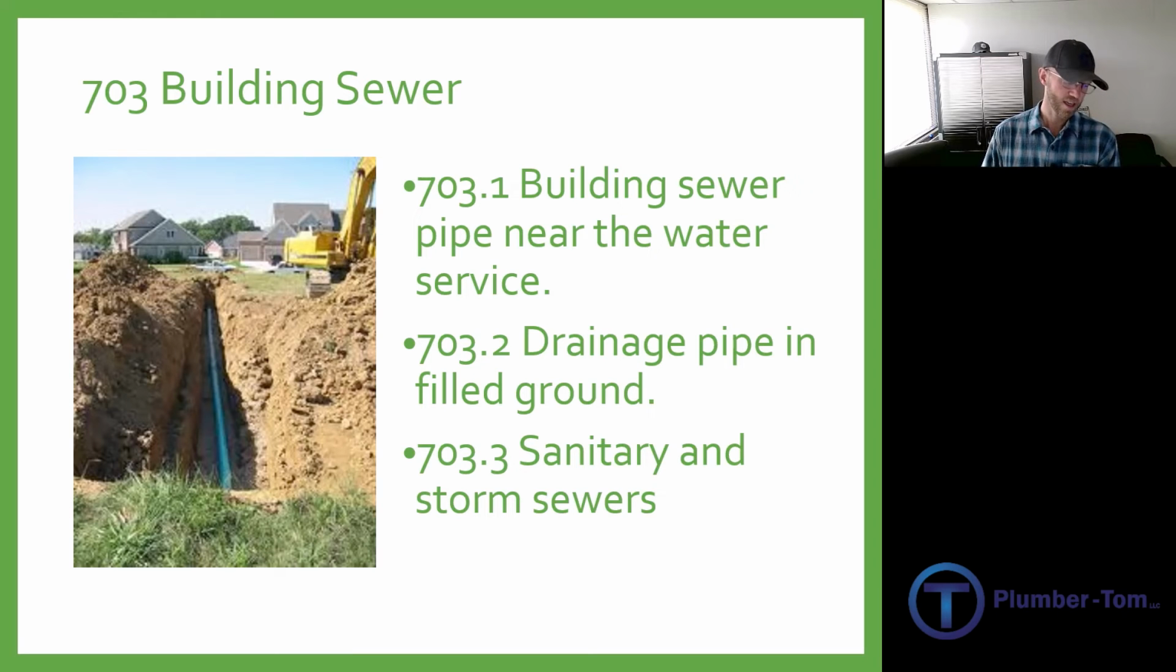703.3 addresses sanitary and storm drains. It says where separate systems for sanitary drainage and storm drainage are installed on the same property, the sanitary and storm drainage sewers or drains shall be permitted to be laid side by side in one trench. This may save you quite a bit of time as you're trenching to put the two pipes together and just grade it out, but they should be separate systems. And in many places we have separate sanitary drainage and storm drainage.